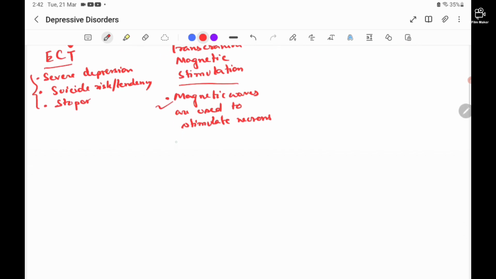A special mention-worthy point is that we don't need any anesthetics here. So no role of anesthesia in this procedure. And side effects are very less. Not even worthy to mention.